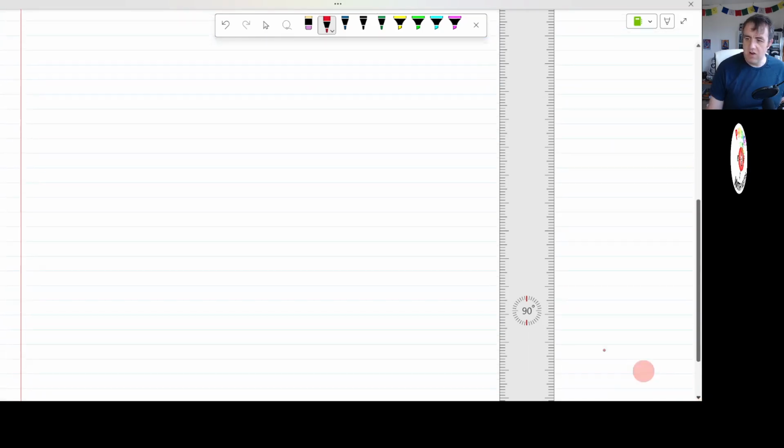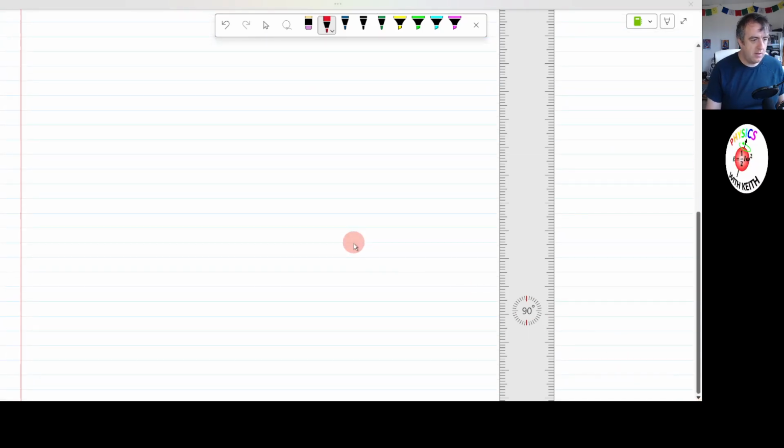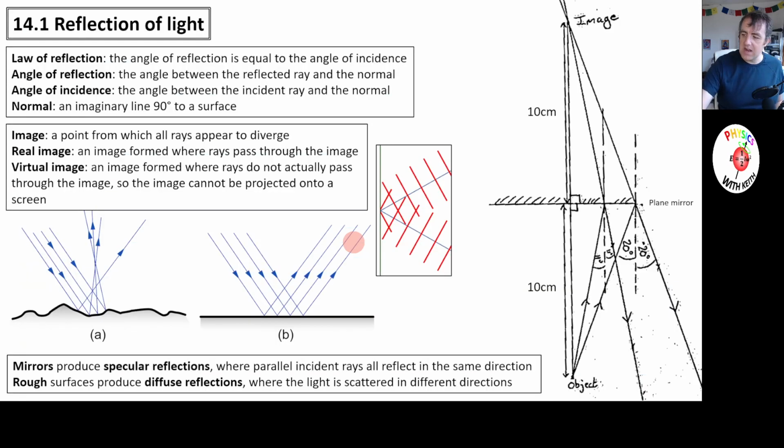That is a ray diagram. So where's my PowerPoint? There it is. That is a ray diagram. That's the diagram you can see here on the right for a plane mirror reflection.